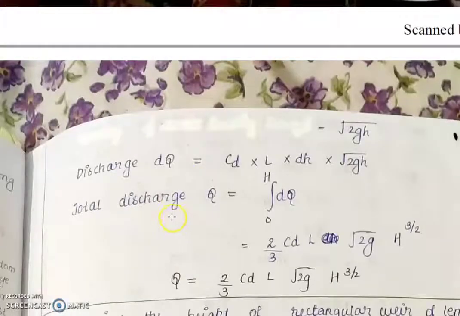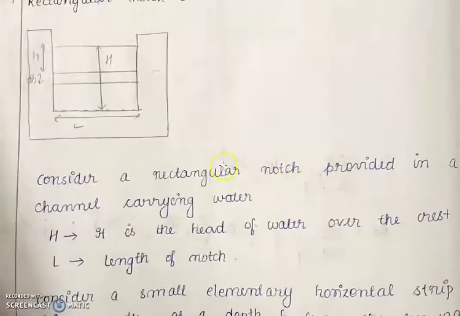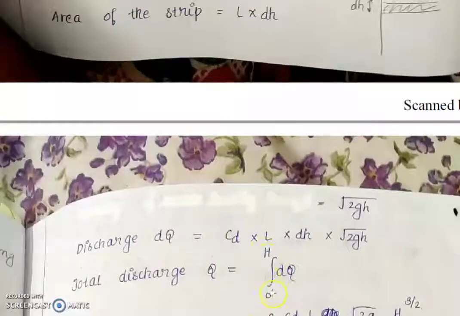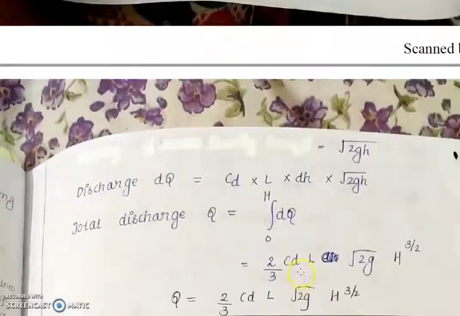To find the total discharge, what is the equation? You have to integrate it. So integral dQ, and in the cross section you know that it varies from 0 to capital H. Integrating from 0 to H, h raised to 1 by 2 becomes h raised to 1 by 2 plus 1, giving 2 by 3 Cd L root of 2g into H raised to 3 by 2.